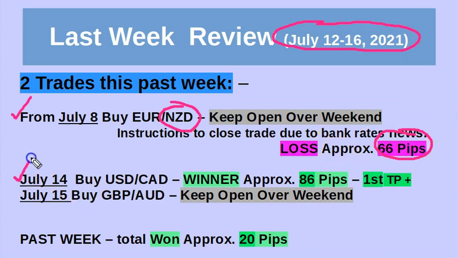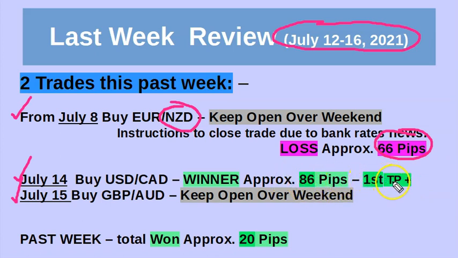Okay, now, 2 actual trades for this week. You can see that right here. On July 14th, I sent out a free trade signal to buy the US dollar versus the Canadian dollar, USDCAD here. It was a huge winner for 86 pips, guys. It did reach our first take profit and went beyond our first take profit level right here of 86 pips.